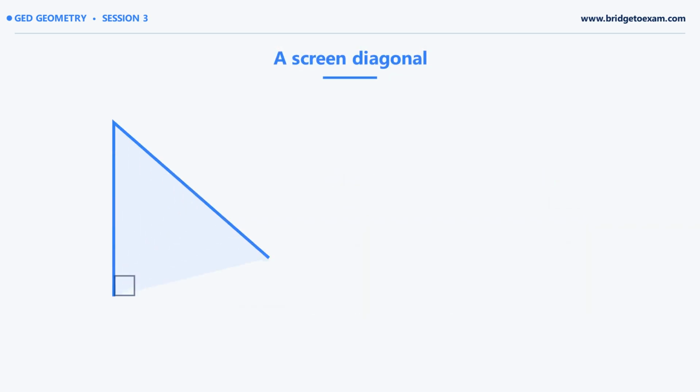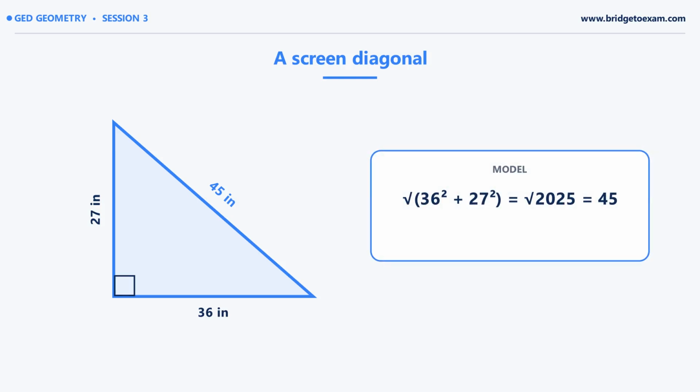A television screen is 36 inches wide and 27 inches tall. The diagonal is the hypotenuse. Square the dimensions. 1,296 plus 729 equals 2,025. The square root is 45, so the screen diagonal is 45 inches.